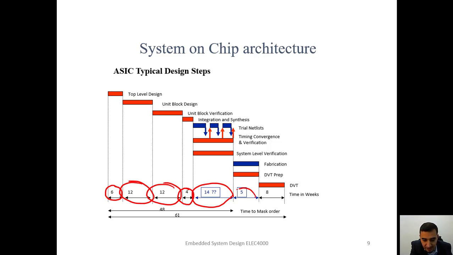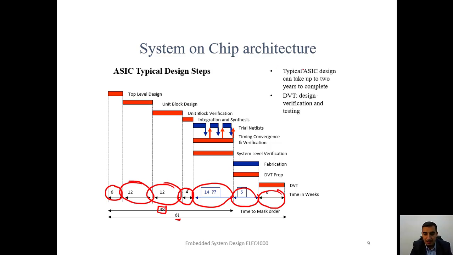Then for system verification we need 5 weeks. And the development and fabrication will need another 8 weeks. So in total we have 61 weeks to make sure that the system on chip is built. 61 weeks is around 1.5 years, because 48 weeks is 1 year. So to build a system in the right way, we will need more than 1 year.